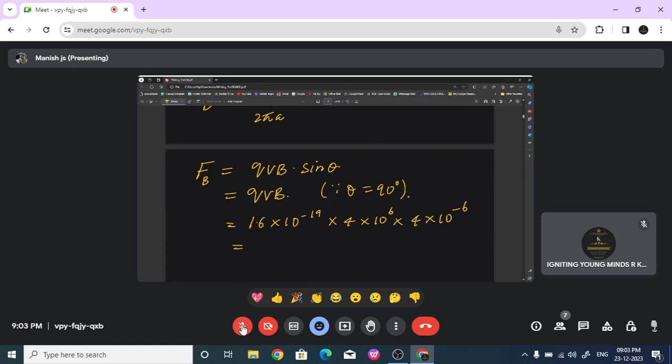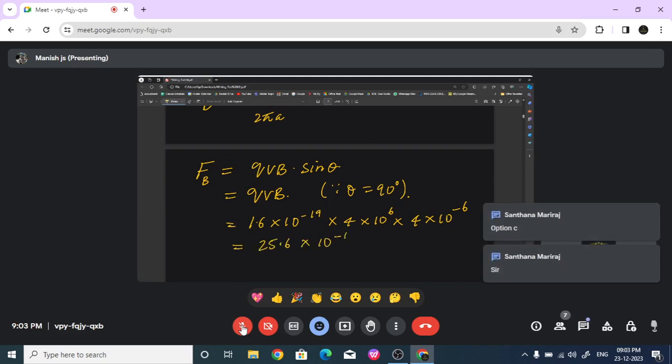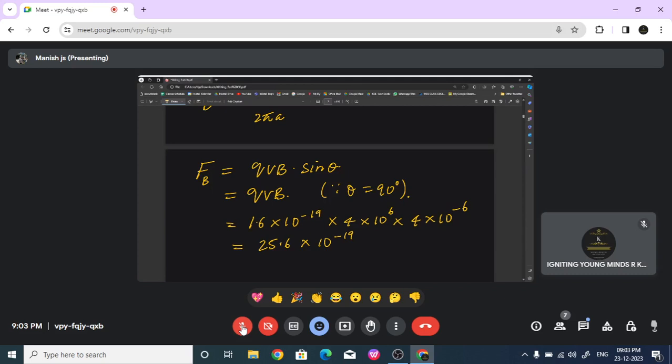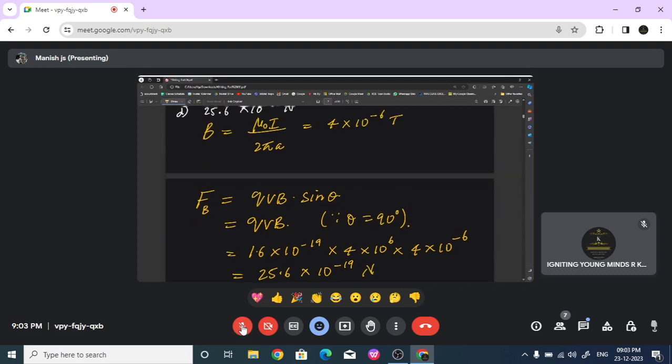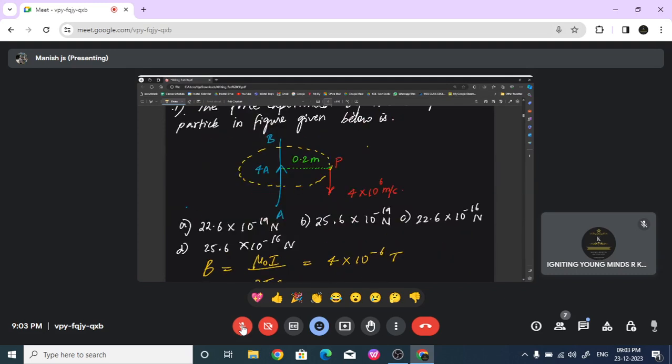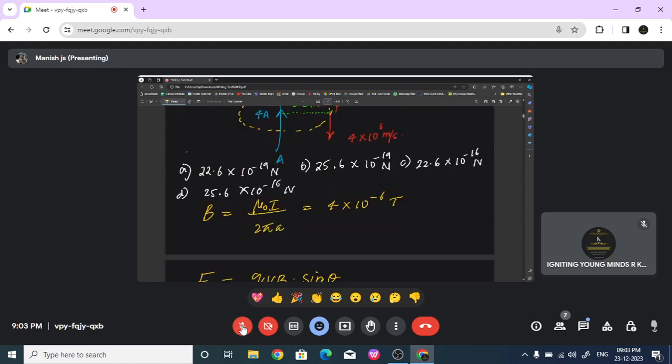If you simplify all this, you're going to get 25.6 into 10 power minus 19. To simplify, 4 fours are 16, 16 times 1.6 will give you 25.6, and 10 power minus 19 newtons. So that is the answer. So option B is correct.